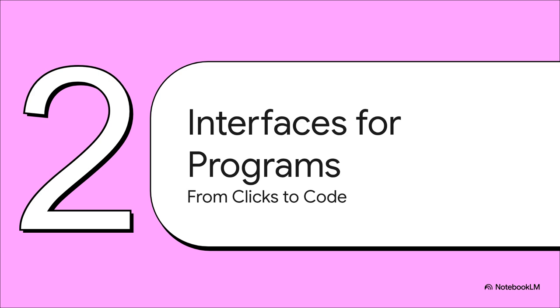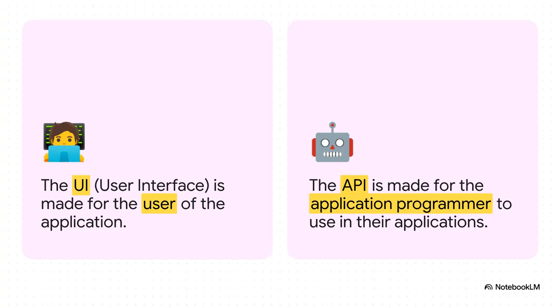But what happens when one computer program needs to talk to another computer program? They don't have fingers to press buttons, right? Well, that is where the API comes in. It's the same idea, just for a different user. A UI is for humans, right? Clicks, taps, screens. An API is for programs. It's all about code, commands, and requests. It's an interface, but for applications.